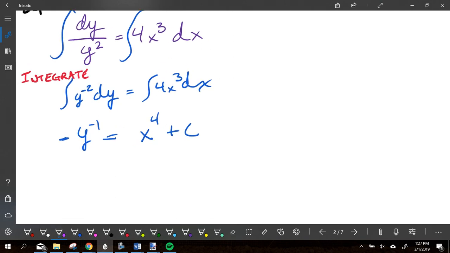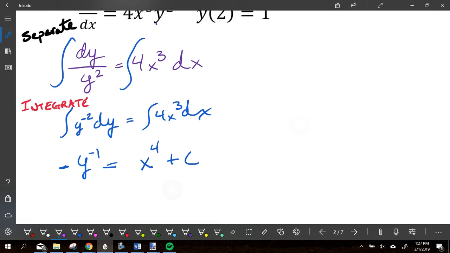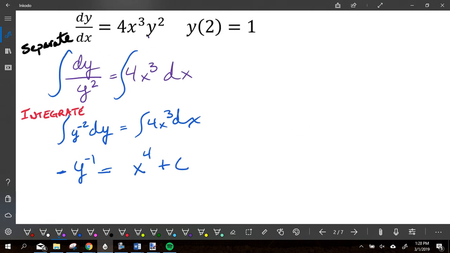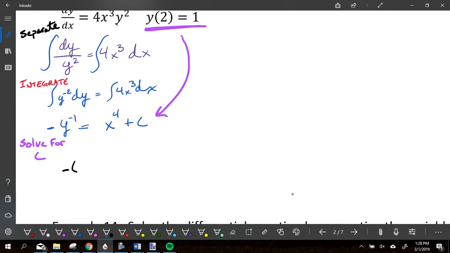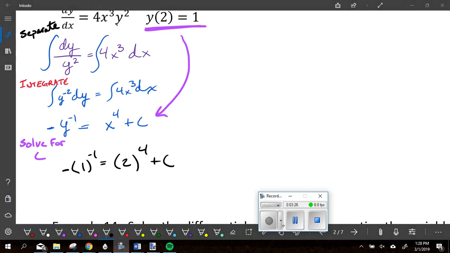Step 3, what do you think I'm going to do next in this problem based on what we did in Bellwork? Plug it in. We are now going to solve for c. We are taking these two numbers and plugging them right into that guy, and we're going to figure out what c is. So it's negative. Plugging in for y, I'm plugging in a 1. Plugging in for x, I'm plugging in 2. Solve it.